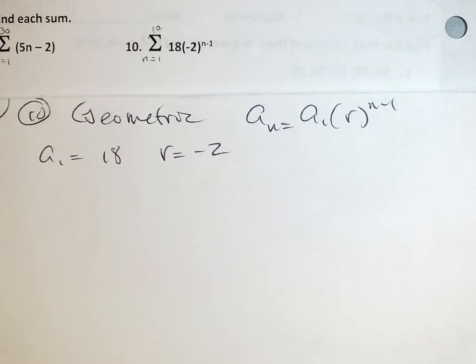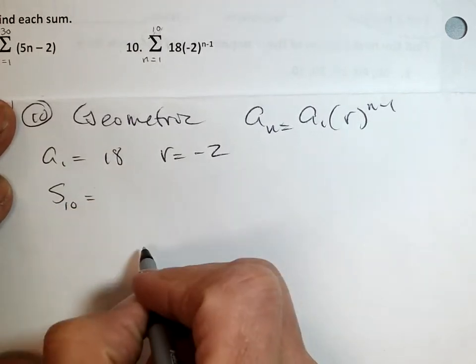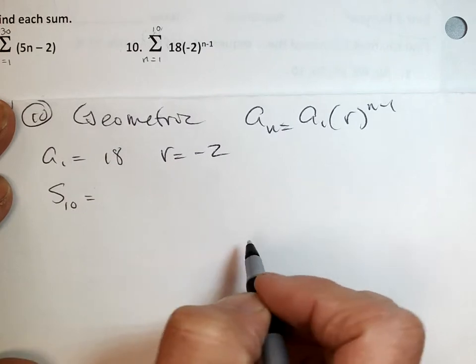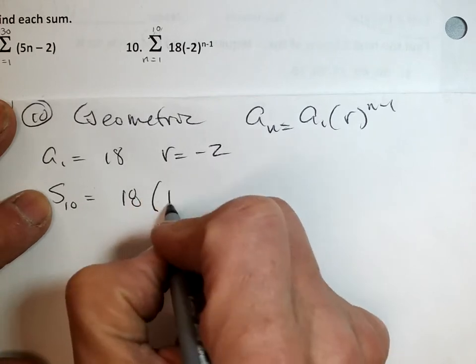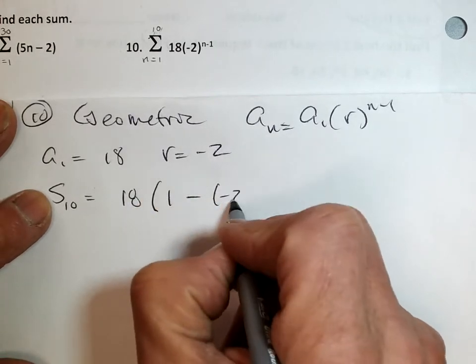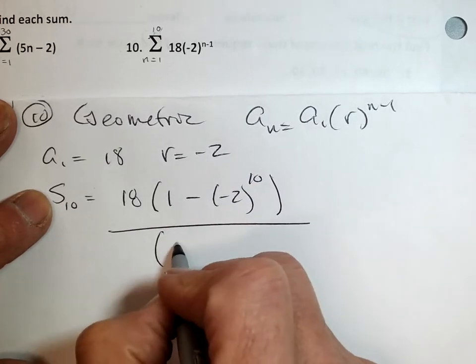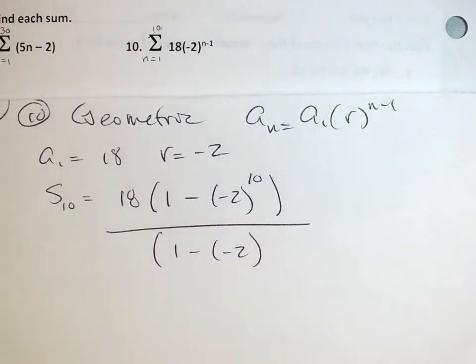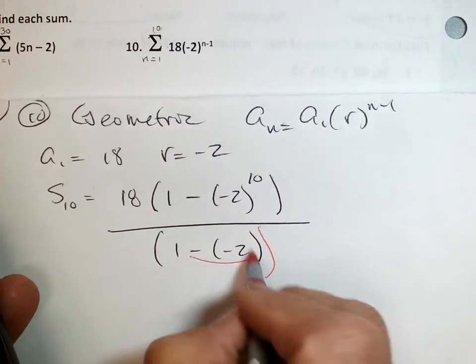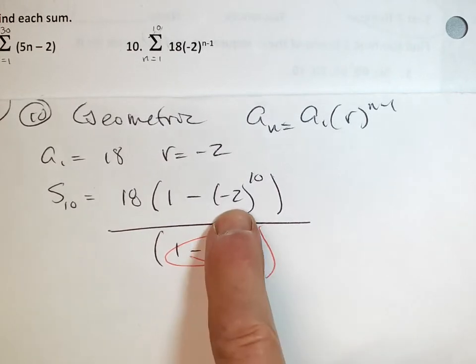So I'm going to go, okay, S of 10, right? S of 10, which is going to be a1, which is 18, times 1 minus -2 to the 10th power, all over 1 minus -2, okay? Now, on my calculator, I've got to be a little bit careful. I need parentheses. And to make it easy, I'm just going to make that a plus in my calculator. You guys okay if I make that a plus in my calculator? Why not, right? So you've got to be careful.